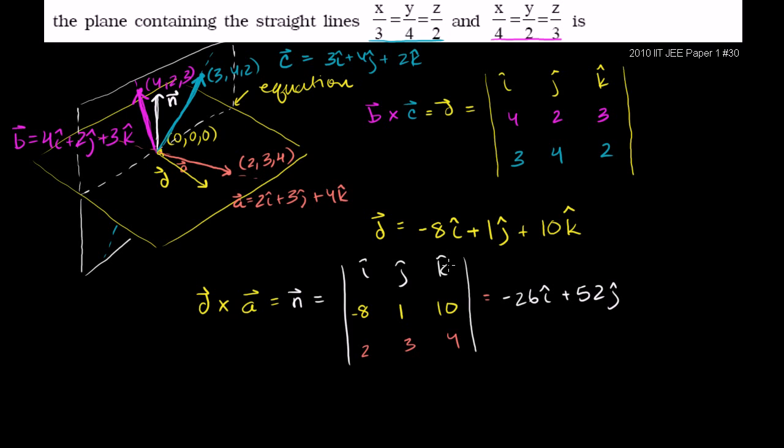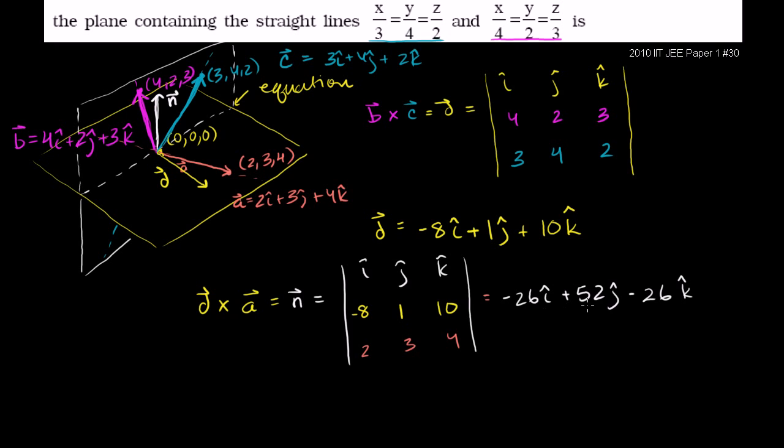And then finally for the k, cross out that row, that column, negative 8 times 3 is negative 24, minus 2 times 1. So minus 2 is negative 26. So minus 26k. So this normal vector right here, a vector that is normal to the yellow plane, the plane that we have to find the equation of, is this over here.